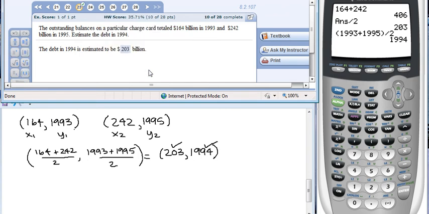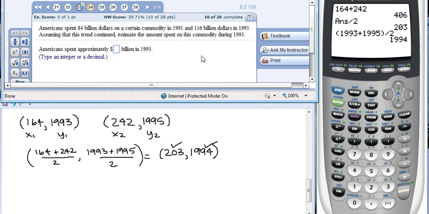Okay, let's take a look at another one. Boy, we are spending a lot of money. Same thing here, okay? I'm not going to do this one. $84 billion in 91, $116 billion in 95, and we want to know how much we've spent in 93. 93 again is halfway between 91 and 95. So you can set up your points, 84, 1991, 116, 1995, and make sure that your y-coordinate comes out to be 93, and then you'll see how much you spent. Okay?